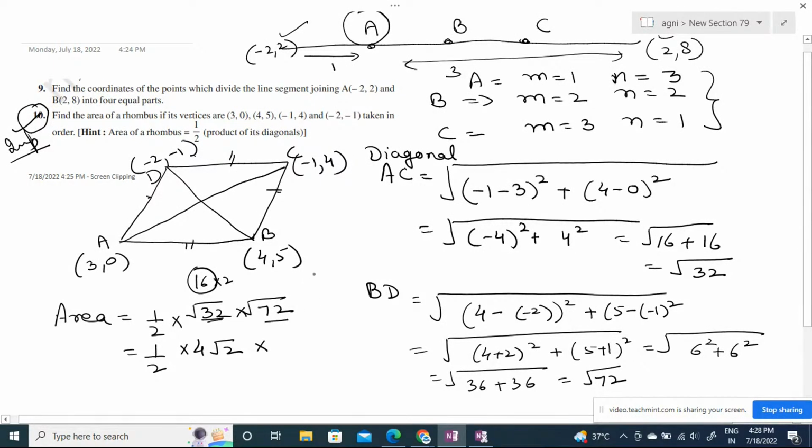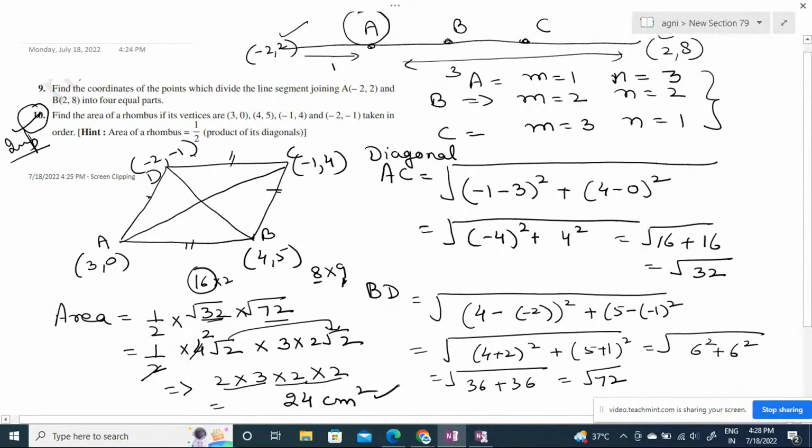Now under root of 32 is 16 into 2, and under root of 16 is 4, so 4 under root 2. Now 72 is 8 into 9, under root of 9 is 3, under root of 8 is 2 under root 2. So now it is cancelled. It becomes 2 into 3 into 2, and under root 2 into under root 2 becomes 2. So answer is 2 threes are 6, 2 sixes are 12, 12 twos are 24 centimeter square.